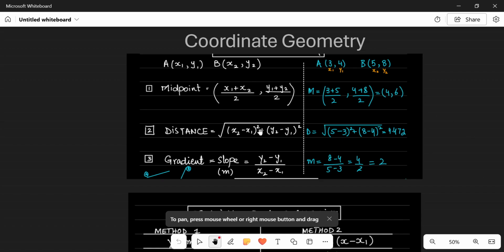Hello students, this video is based on the coordinate geometry of unit 5 of D3. Basically these are the notes for that complete chapter, and the formulas that we have used in chapter 5.